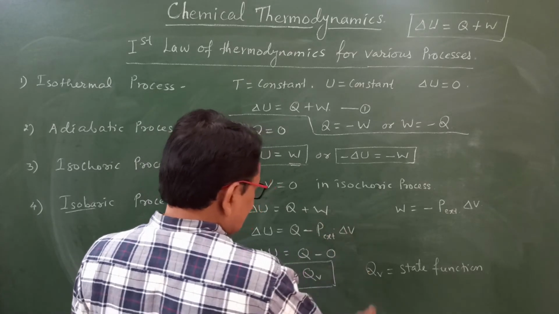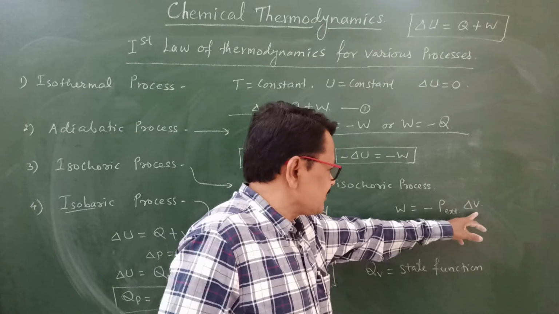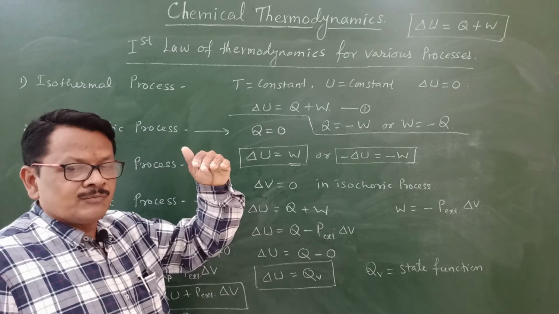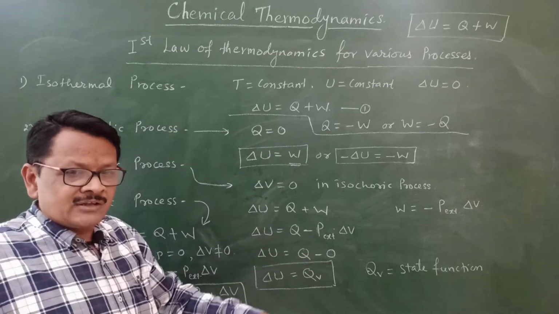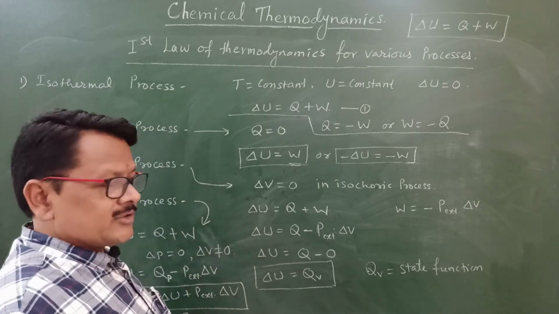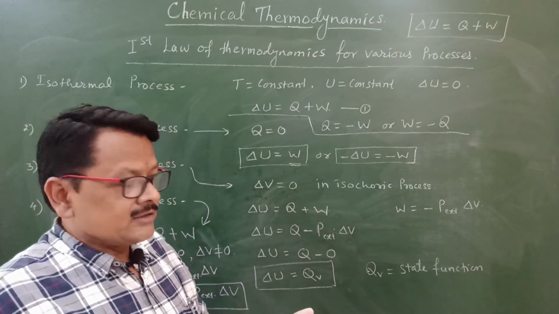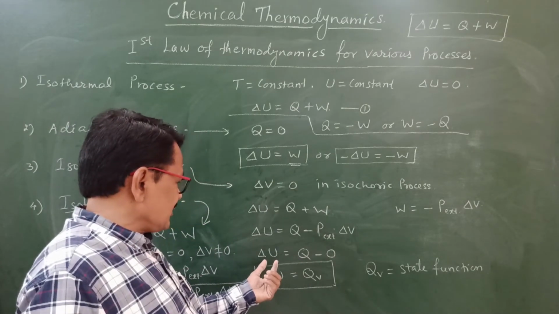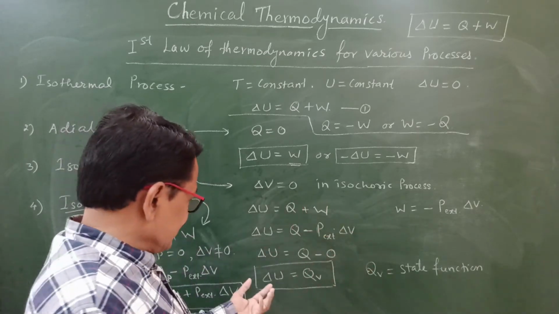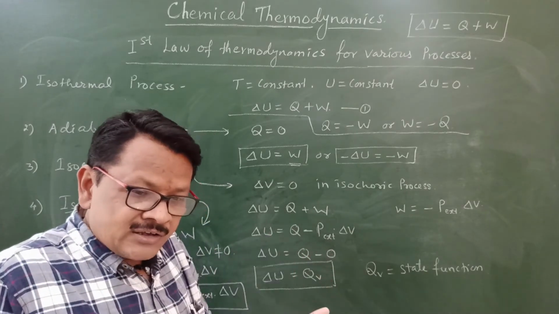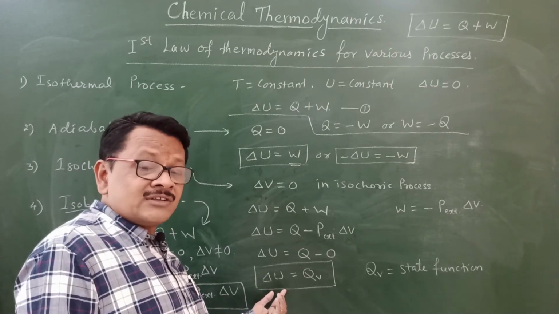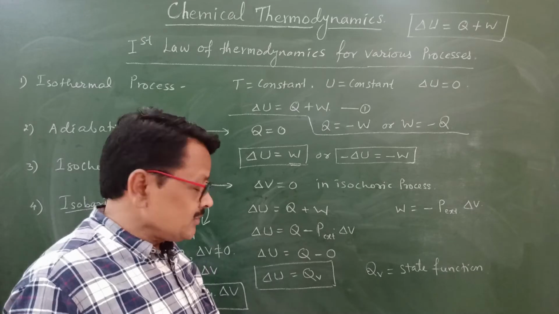But at constant volume, the change in volume delta V is 0 and the total work done is 0, because any process at constant volume takes place in a sealed container, meaning there is no expansion or contraction of gas, so there is no question of work done. Therefore delta U is equal to Q, the heat supplied at constant volume, which is totally utilized to increase the internal energy of the system, and the work done is 0. So delta U is equal to QV, you can write here.